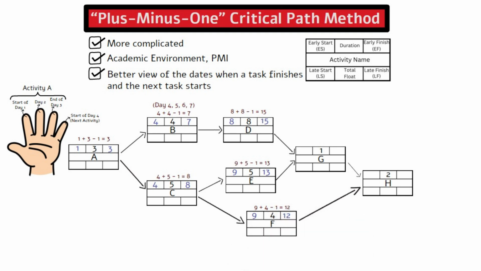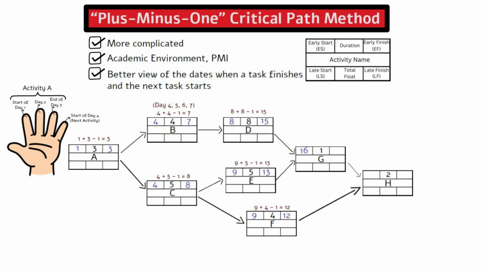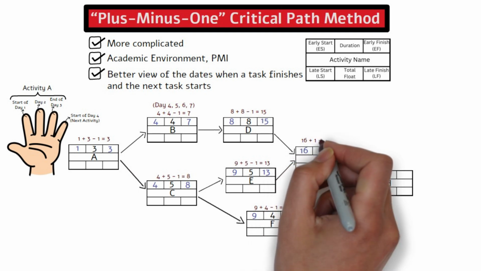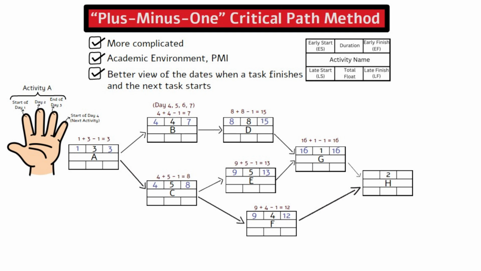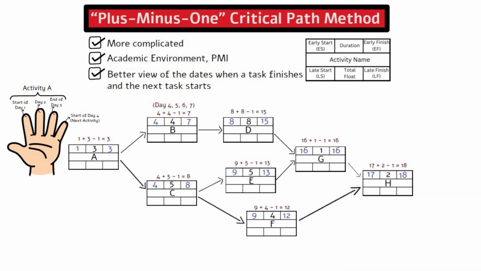Now we can come back to activity G. Since both activities D and E have to finish before working on activity G, we must pick the latest early finish date, which is 15 from activity D. So, activity G will start on day 16. Since activity G only takes 1 day to finish, it will finish at the end of the day on day 16. Activity H will start on day 17 by following the same logic, from taking the early finish from activity G and adding 1. The early finish for activity H is equal to 17 plus 2 minus 1 equals 18.